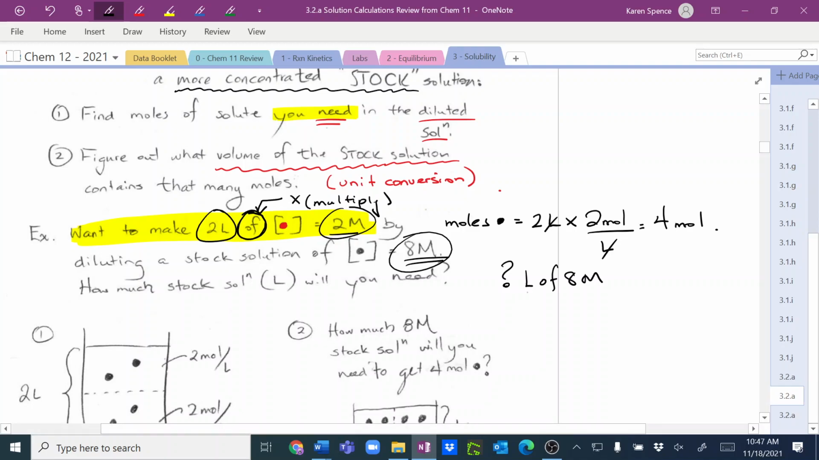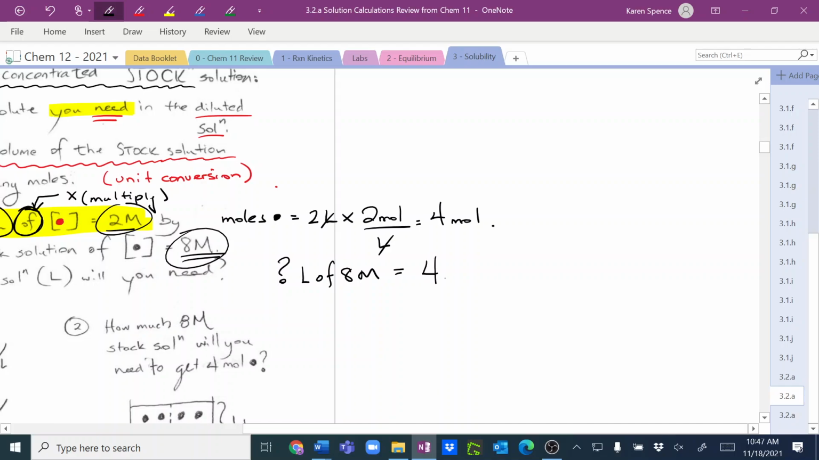All right, so we wanted to know how many liters of the 8 molar we need. And we know we need it to contain 4 moles. What do we need to multiply by in order to get liters? We're starting with moles. Liters over moles, yes. Okay, so we need to have liters on the top and moles on the bottom.